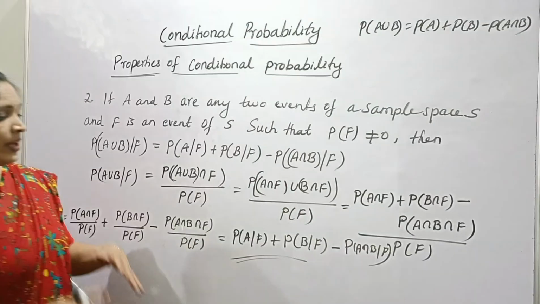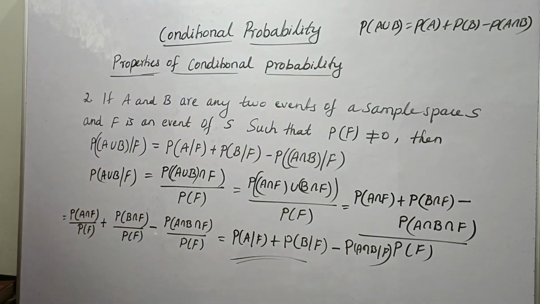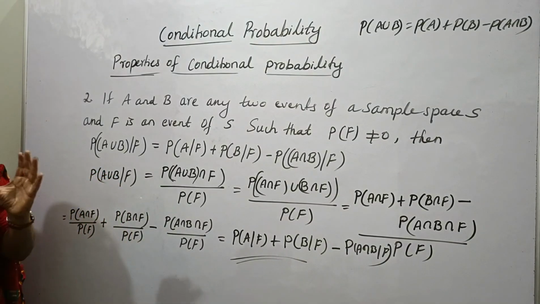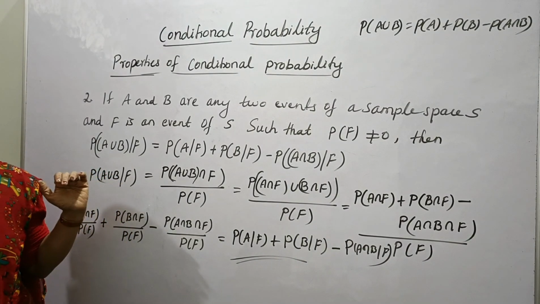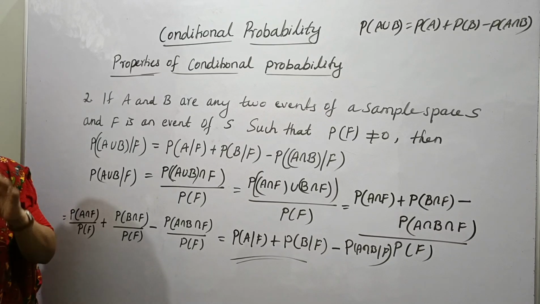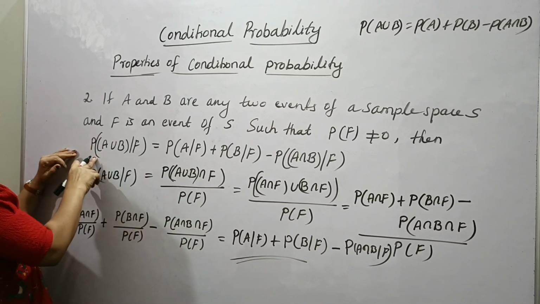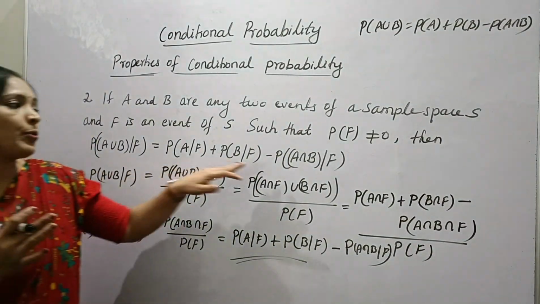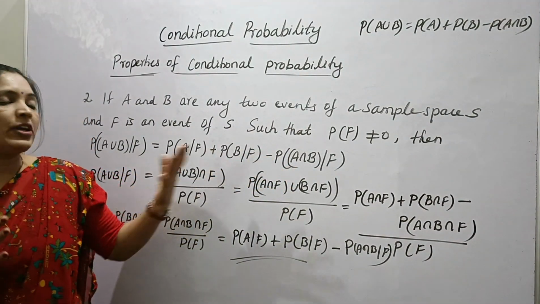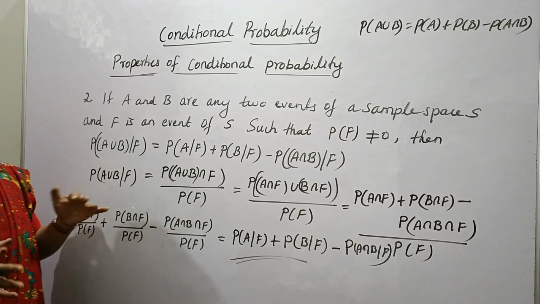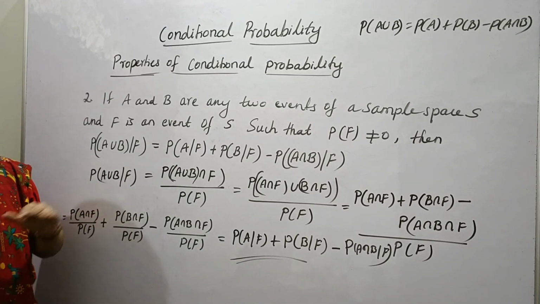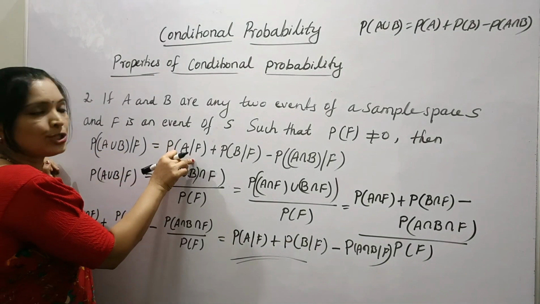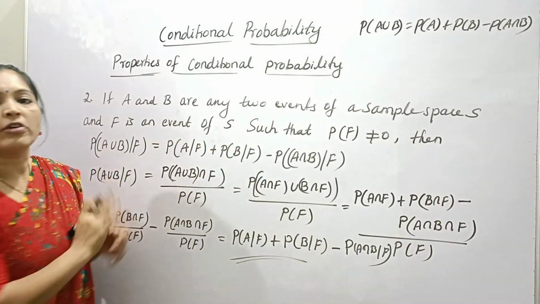See here, what if A and B are disjoint sets? It is given if A and B are any two events of sample space S, right? If A and B are disjoint sets, means there is no common element, then A intersection B will be the null set, that is probability of A intersection B given F will be 0. Therefore, if A and B are disjoint sets, then probability of A union B given F is equal to probability of A given F plus probability of B given F.